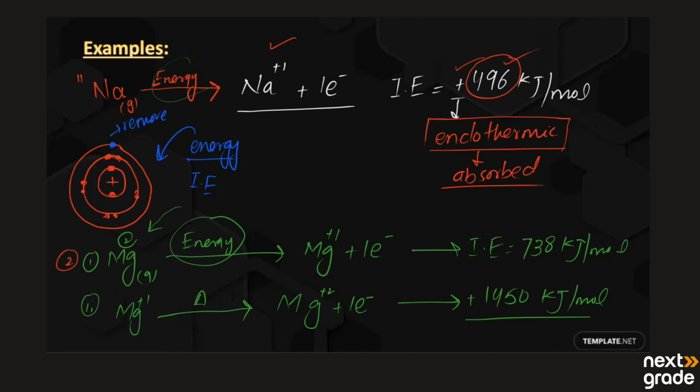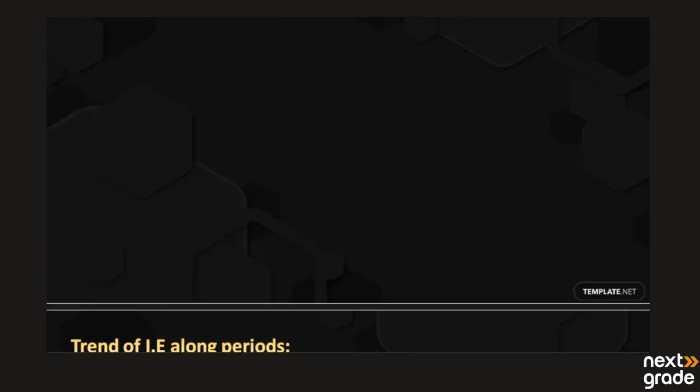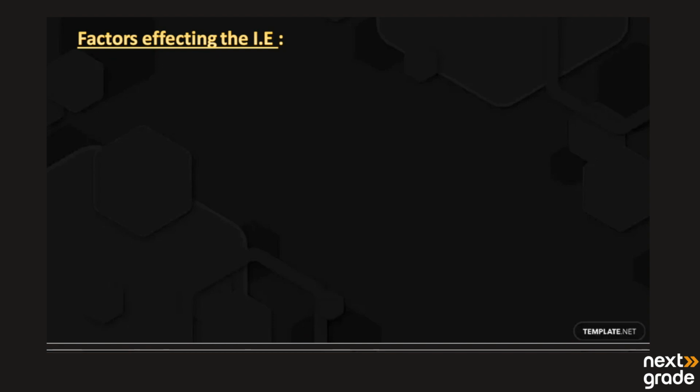Okay, next we have the trend of ionization energy, or the factors affecting the ionization energy. There are a lot of factors that affect the ionization energy. The first one is nuclear charge.